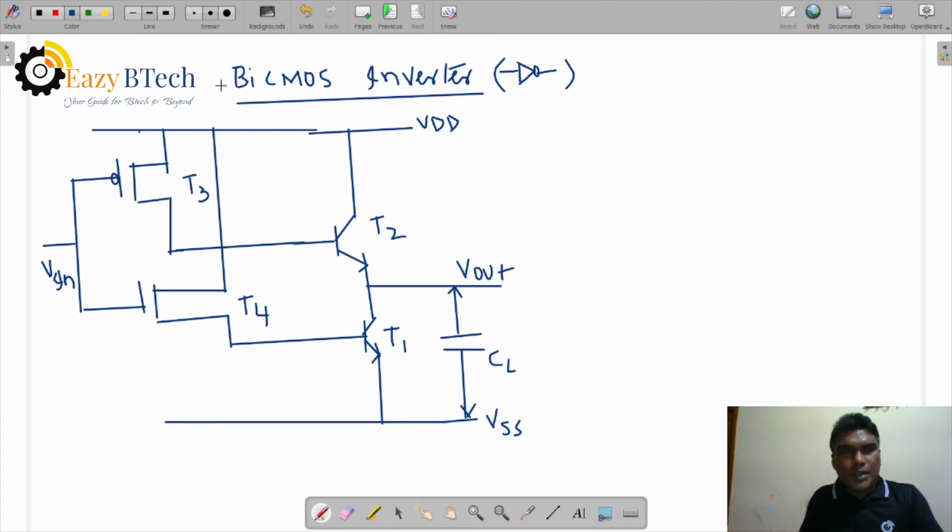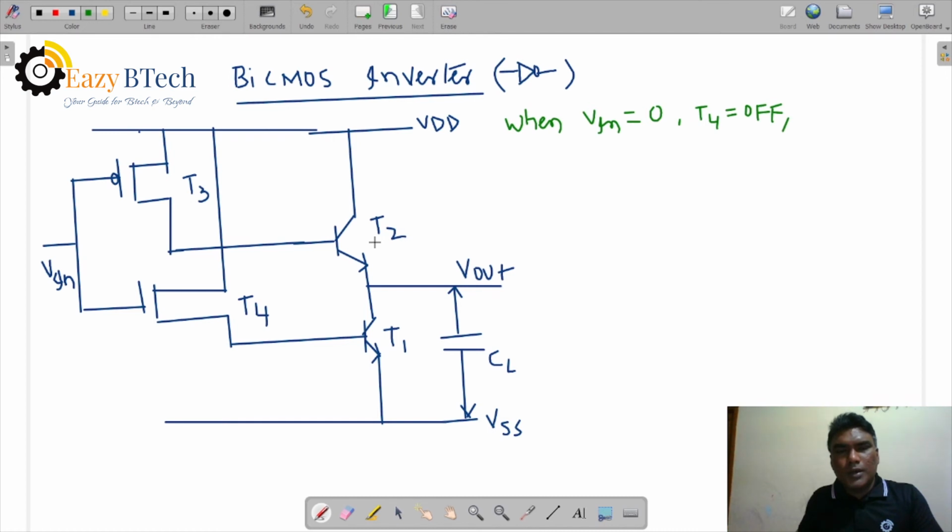Now what happens here? Let us see the conditions. Let us say first Vin is equal to 0. Vin is equal to 0, what happens? T4 is 0, which means T4 is off.